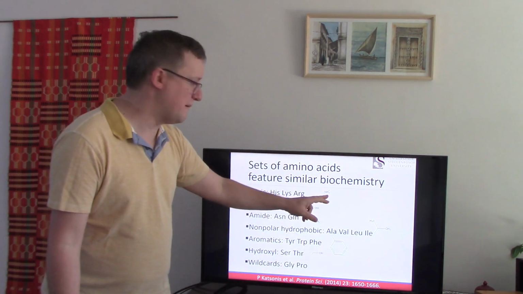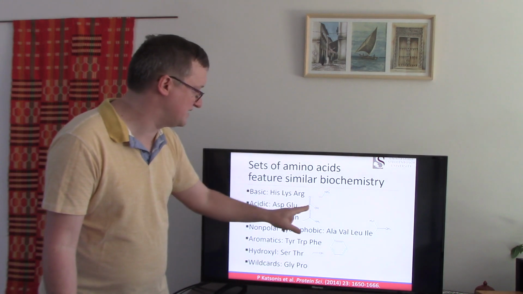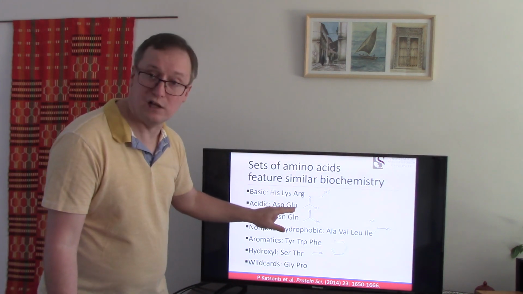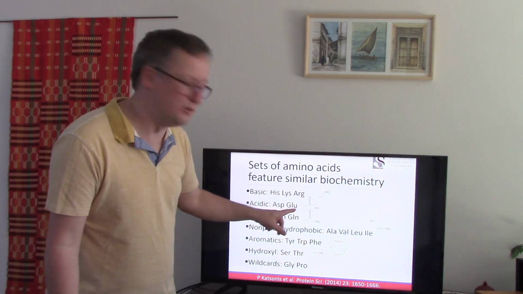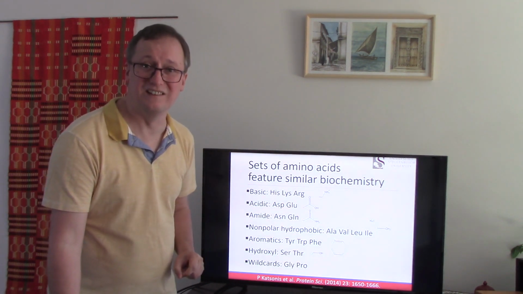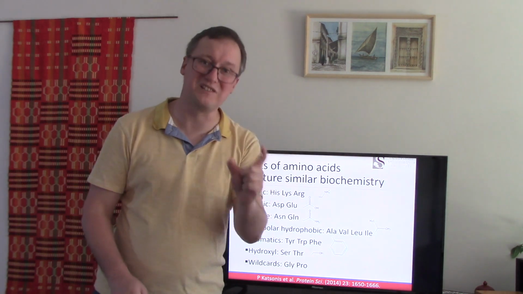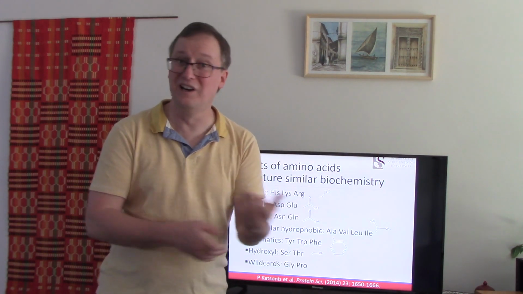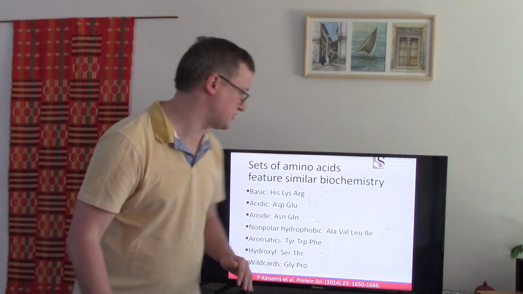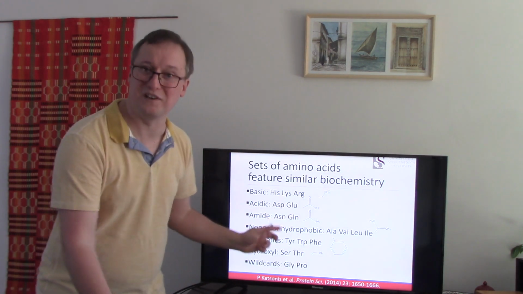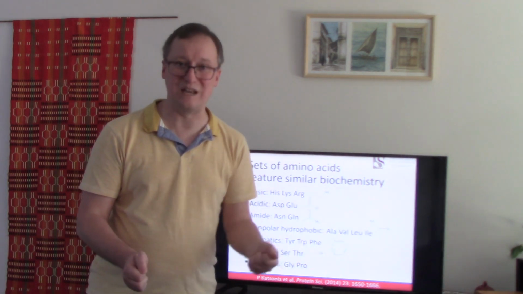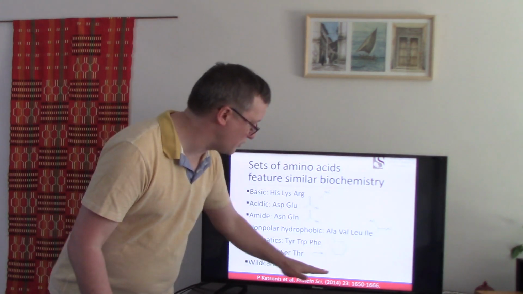So you might have basic amino acids, acidic amino acids. If you have a glutamic acid replaced by an aspartic acid, they both have carboxylic acid side chains. Therefore, you're not going to get a huge swing in the biochemistry between the two. If you replace an asparagine with a glutamine or vice versa, they both have amides as side chains. So we see that there's quite a few things.